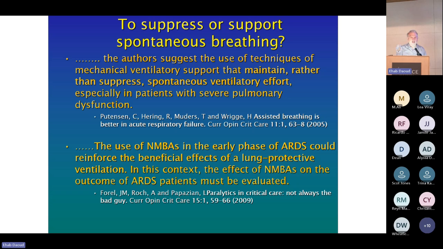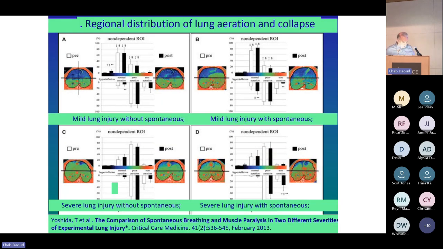This is a paper by Yoshida looking at rat models, and you can see that in the two different models, a mild lung injury and a severe lung injury, the effects are different. Without spontaneous breathing and mild lung injury, the areas of oxygenation are better with spontaneous breathing. In patients with severe lung injury, however, spontaneous efforts made the injury pattern worse, the red area being bad, the blue area being good. The oxygenation and aeration were worse.